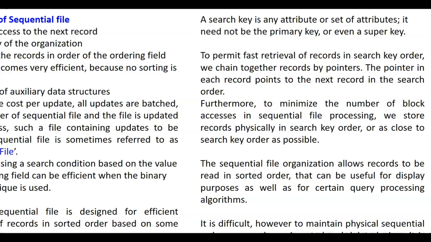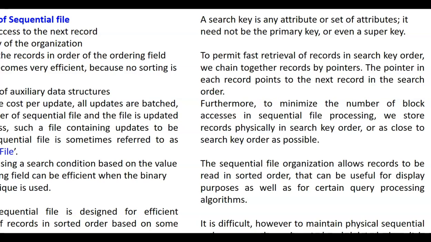So to permit fast retrieval of records in the search key order, we chain together all the records by pointers, and the pointer in each record points to the next record. With the pointers, that is how you should look at it, that each and every particular record points to another record and another record, and so on and so forth.